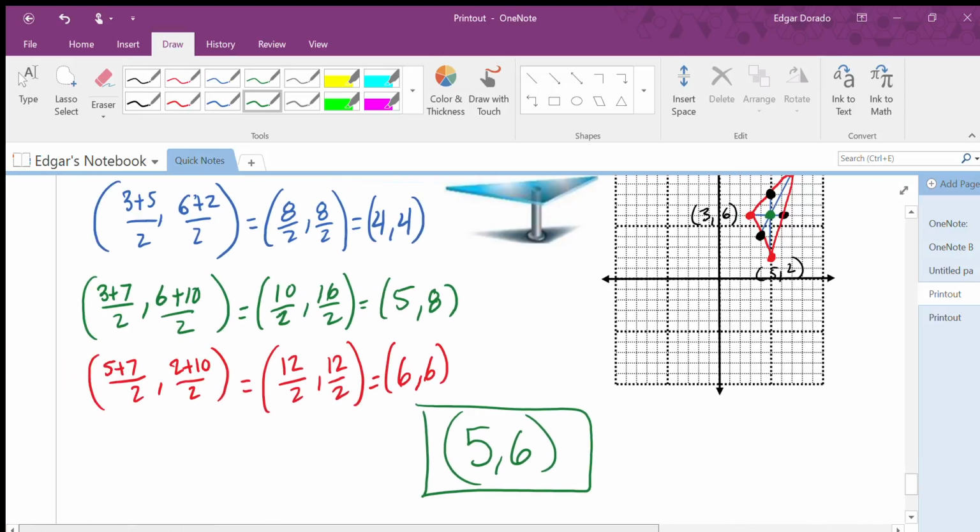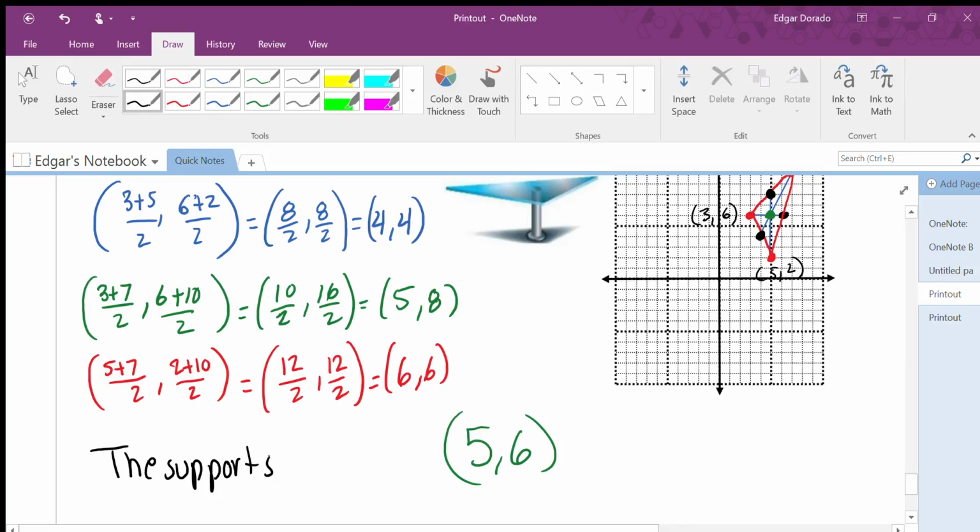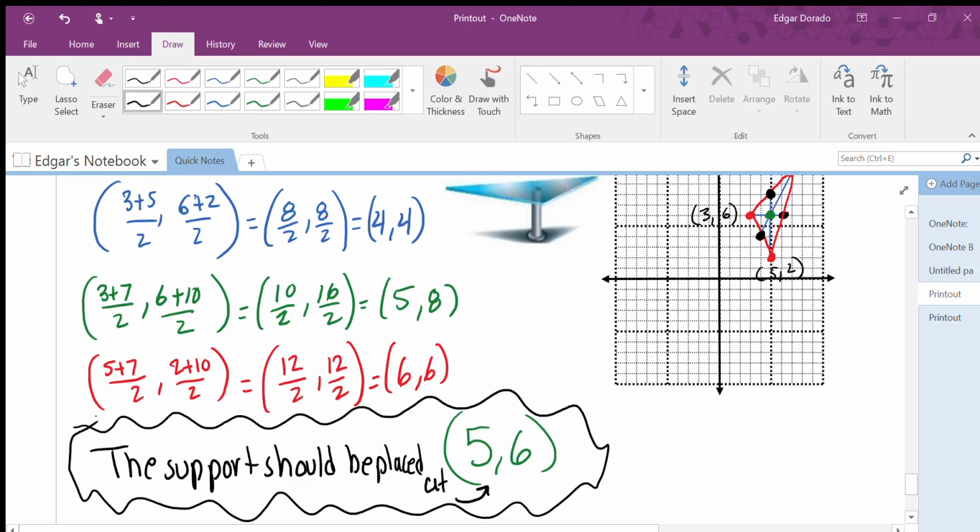So because this is a word problem, let's actually write it out like that. So the support should be placed at 5, 6. There we go. All right.